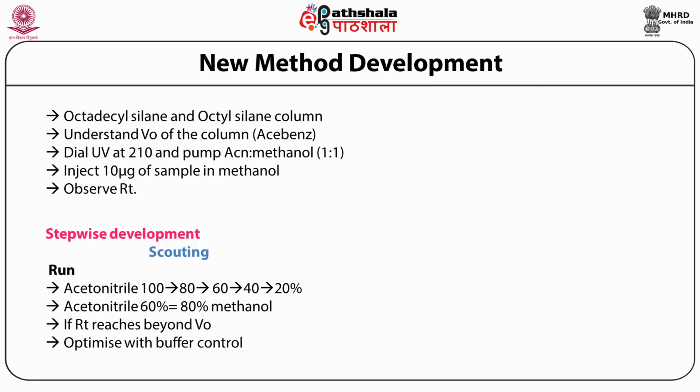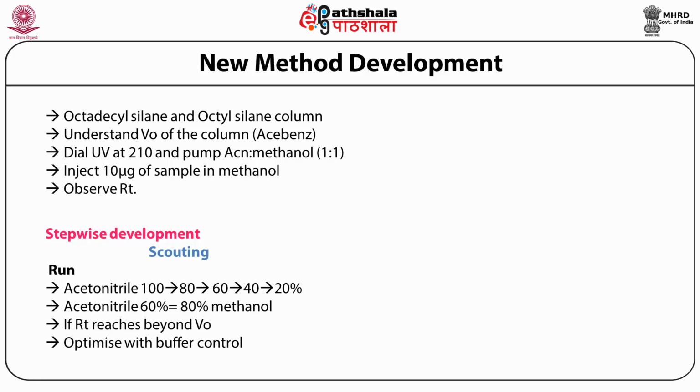What I will try to do is inject a small amount, 10 microliter, of acetone, and understand when the peak is coming out. This acetone is not retained in the C18 column. Therefore, wherever it emerges, I would consider that the void volume, that is V0. Now, I will dial 210 nanometers or 254 nanometers, depending upon the compound I am going to analyze. Then inject the sample in pure methanol.